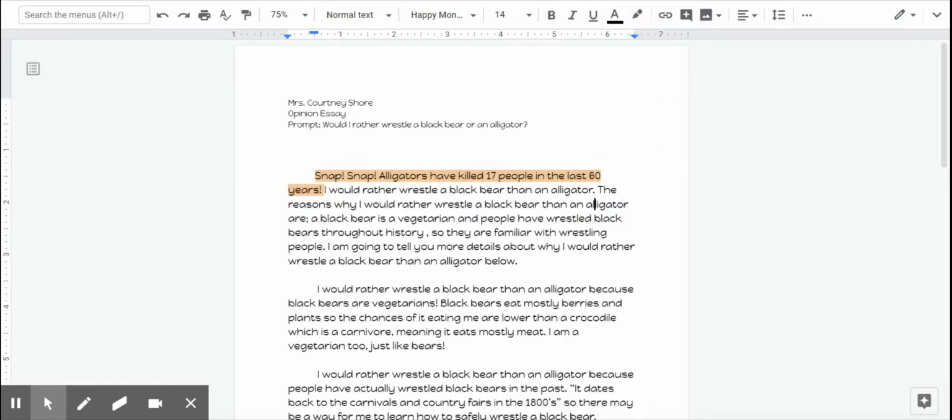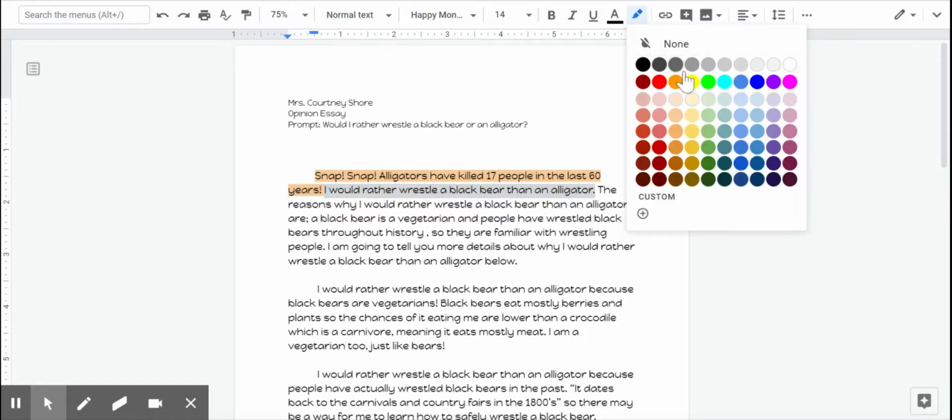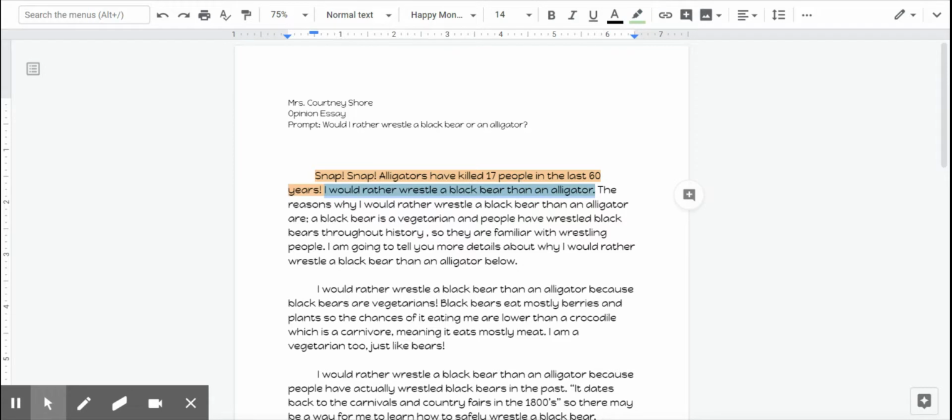Now, you're going to want to include your claim, and your claim is your answer to your prompt. You're going to want to have your claim in every single paragraph, but you definitely want it in the intro because you want to let the reader know, okay, my prompt is, would I rather wrestle a black bear or an alligator? And I'm going to answer that for you right now. So I am saying I would rather wrestle a black bear than an alligator. So I'm going to make this green. And what's cool about this is, look, I almost use the exact same words here. I really could just copy and paste a lot of this and include it in my claim right there.